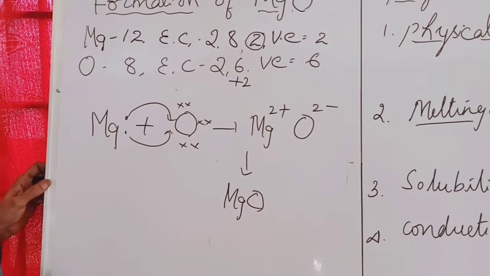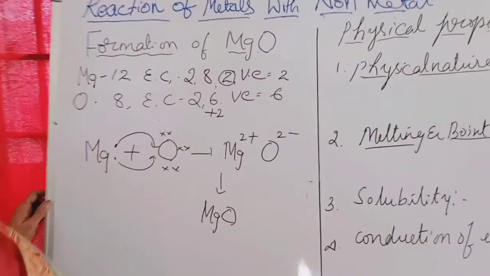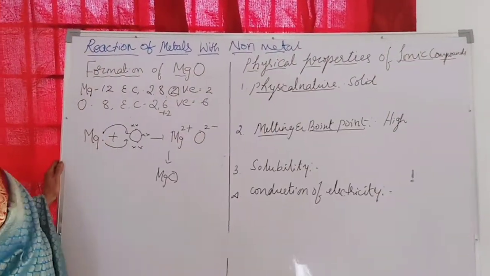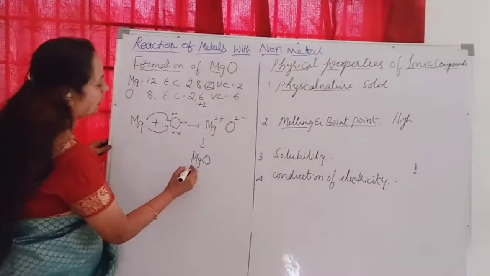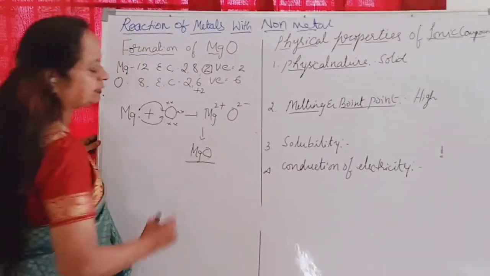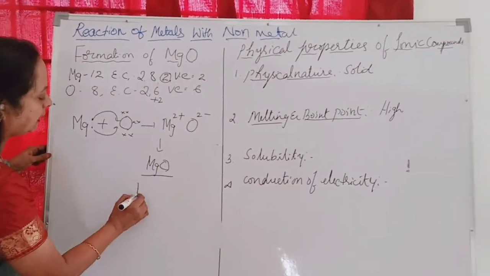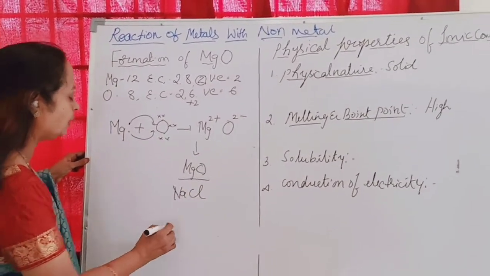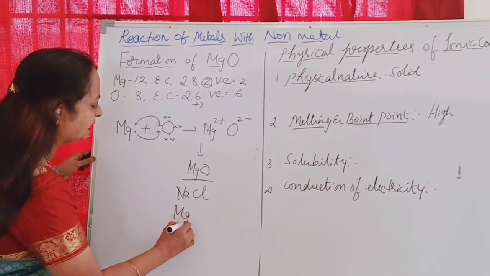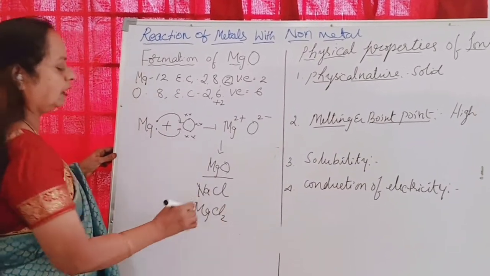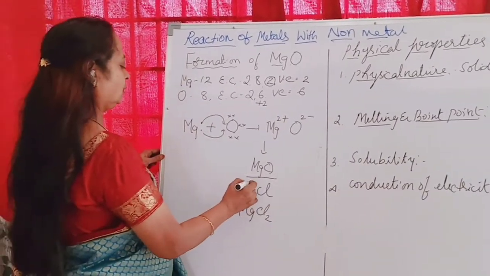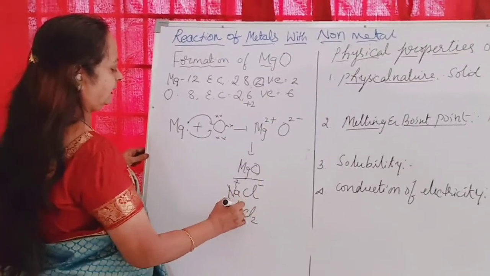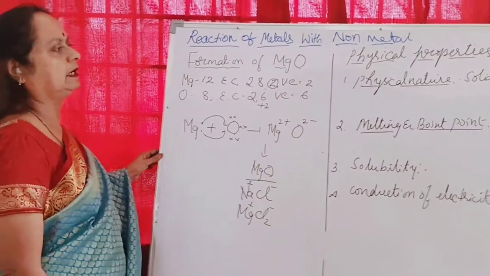Is it clear? Now let us come to the physical properties of ionic compounds. Which are the ionic compounds? Magnesium oxide is an ionic compound. Sodium chloride is an ionic compound. Magnesium chloride is an ionic compound. Ionic compounds have 2 ions, plus and minus, cation and anion.